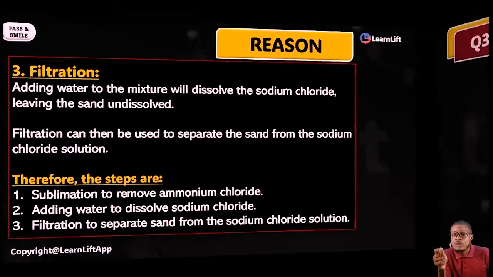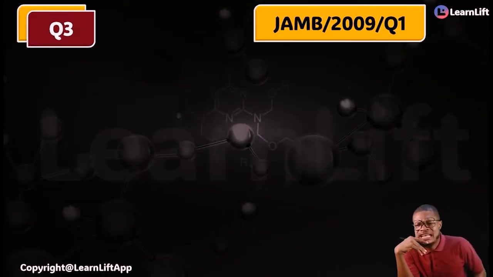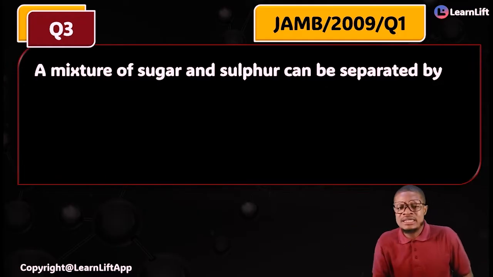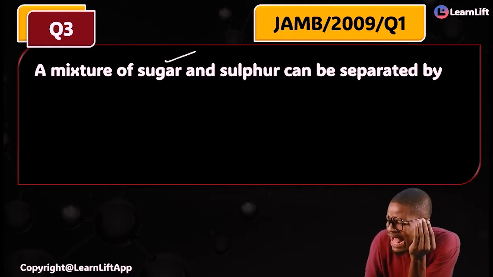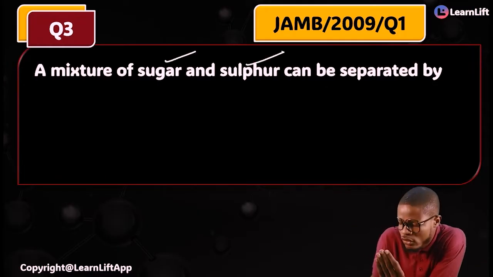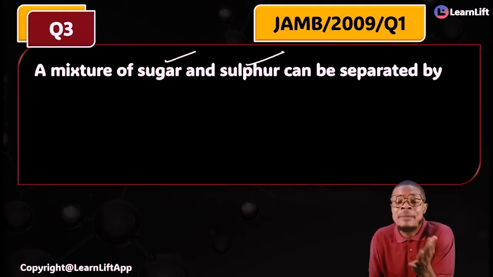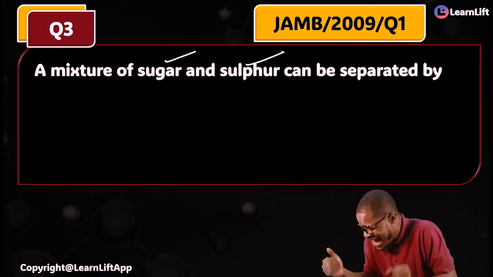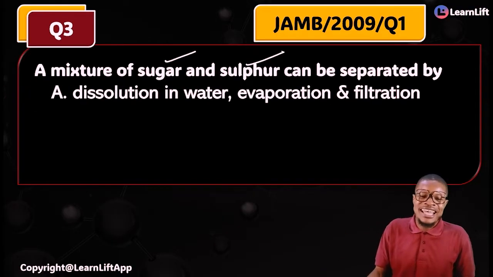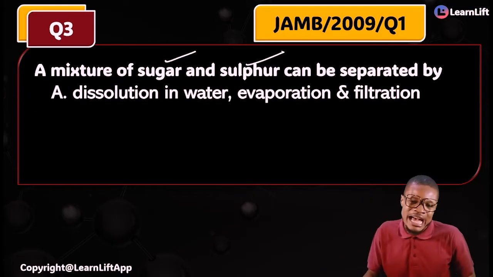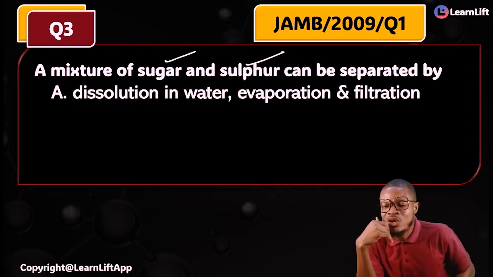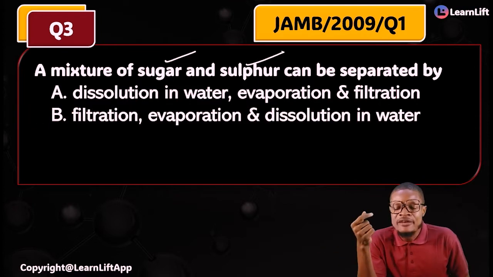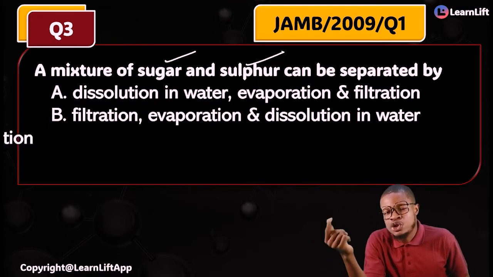If you get that very quickly with me, look at your JAMB 2009 question 1. The beautiful question here says a mixture of sugar and sulfur. Sugar and sulfur can be separated by, if you add water, sugar will dissolve in the water, sulfur will not dissolve. How do you separate it? A is dissolution in water, evaporation and filtration.